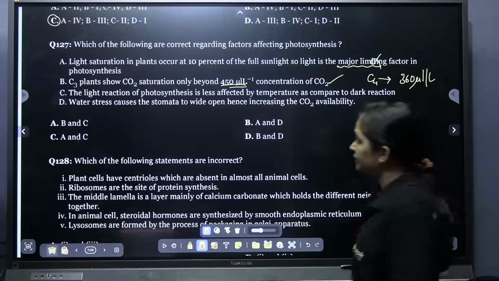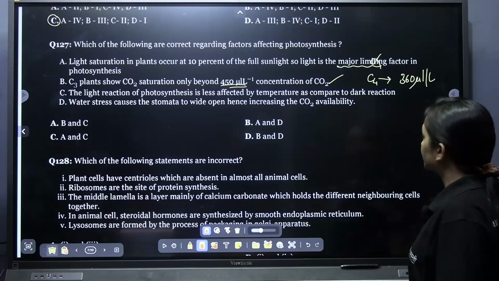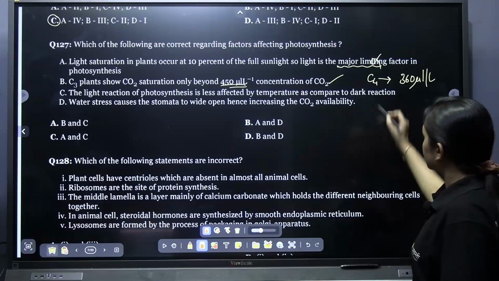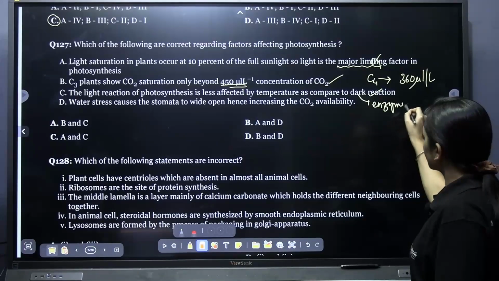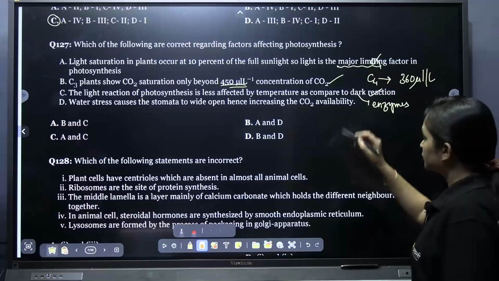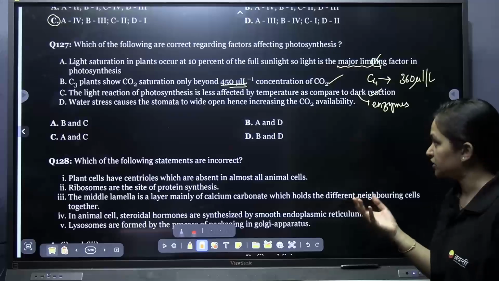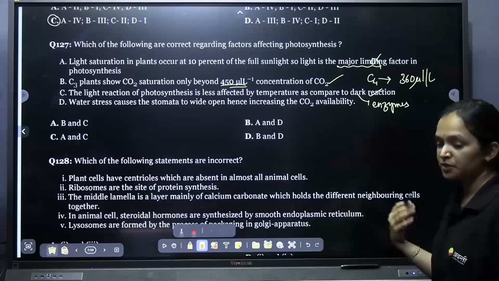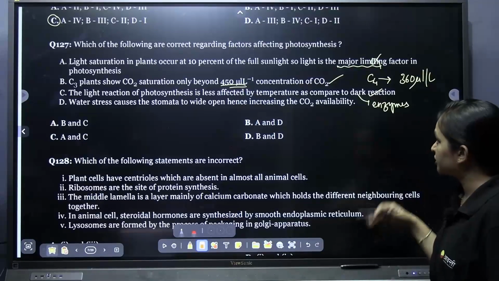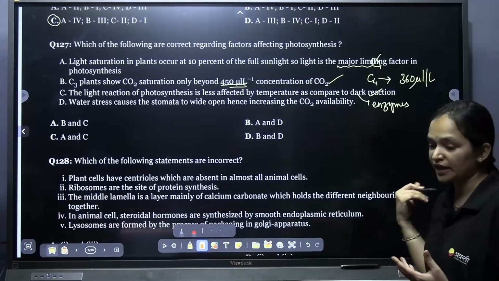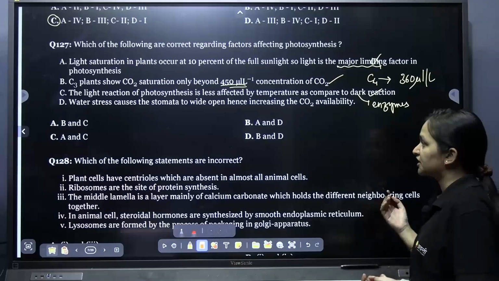And the light reaction of photosynthesis is less affected by temperature as compared to the dark reaction. This is correct, right? Because in the dark reaction we have so many enzymes. So, if temperature rises, the enzymes become denatured as they are proteins. If the temperature lowers, the enzymes become inactive. So, compared to the light reaction, temperature actually affects the plants in the dark reaction. So, the light reaction of photosynthesis is less affected.